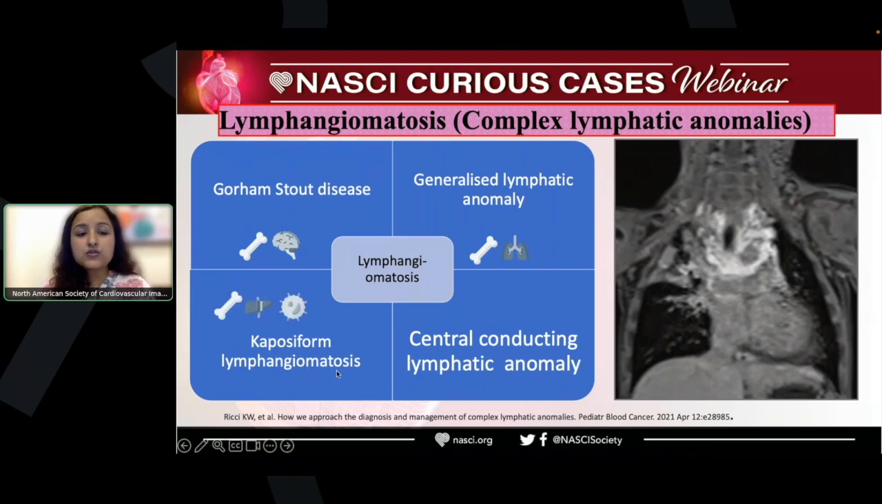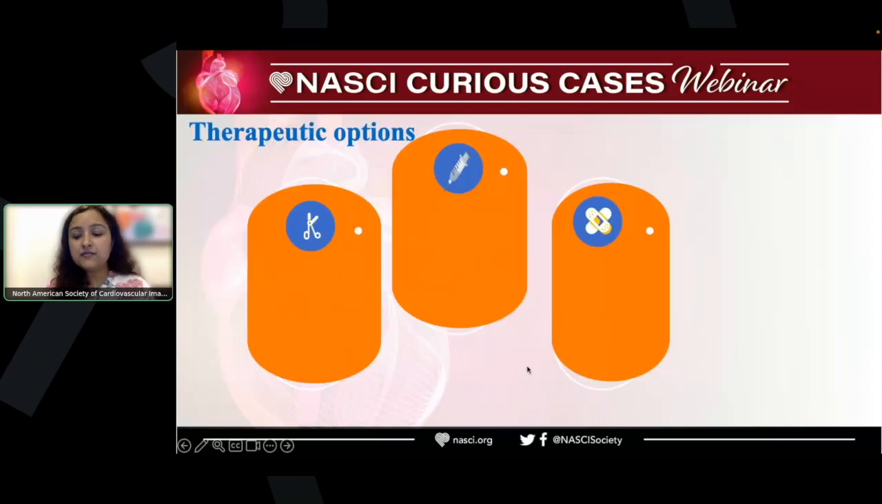Kaposiform lymphangiomatosis is the closest differential to a central lymphatic anomaly. But usually it causes thrombocytopenia. In our patient, there was no thrombocytopenia. Labs were normal. And it also causes a lot of visceral involvement, like liver and spleen involvement. The ultrasound was normal in our patient for liver and spleen. So Kaposiform lymphangiomatosis was also out. Central conducting lymphatic anomaly was the final differential that was considered.